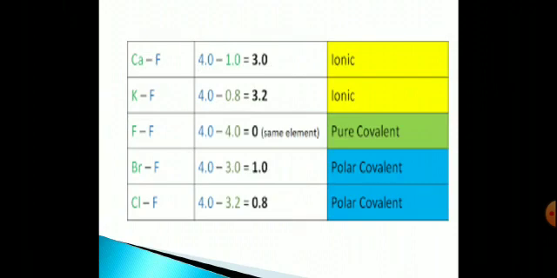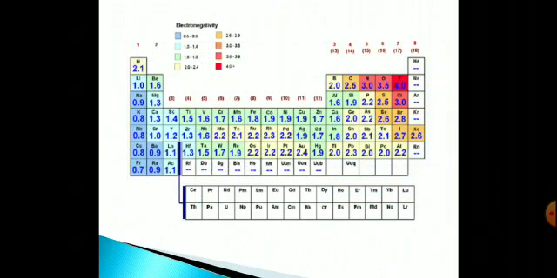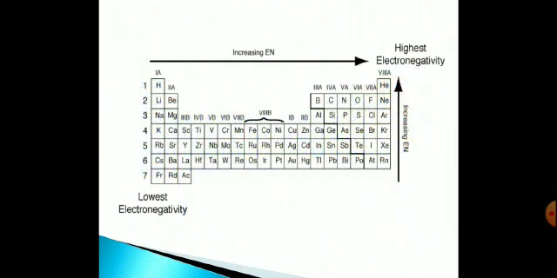Using the electronegativity difference value, we can decide what type of bond is present in the molecule. See the electronegativity values in the modern periodic table. From left to right, the electronegativity value increases. Top to bottom, the electronegativity value decreases. So left to right in the periodic table, the electronegativity increases. Top to bottom in the periodic table, the electronegativity decreases.